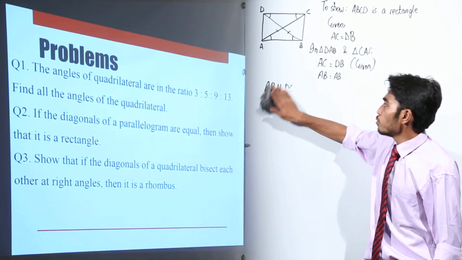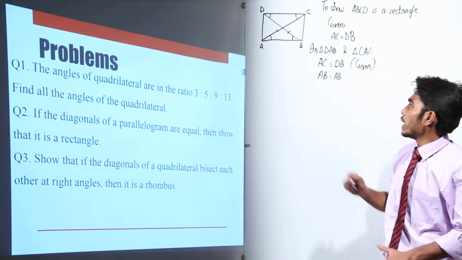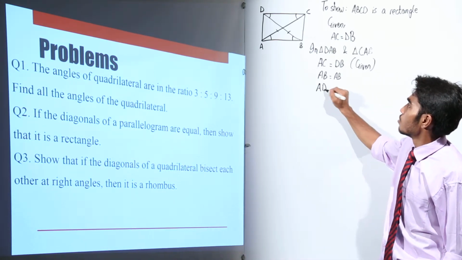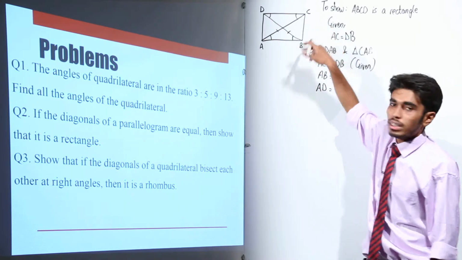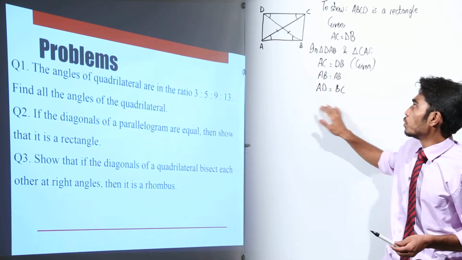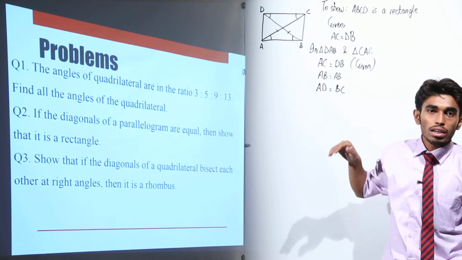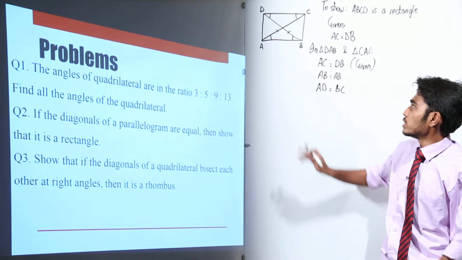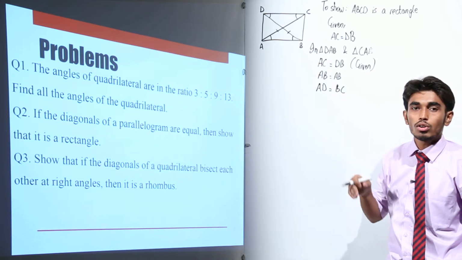What we can further say about the two triangles is that because it is a parallelogram, opposite sides are equal to each other. So I can write AD is equal to BC. AD is this side and BC is this side. They are opposite sides of a parallelogram and they are equal to each other. So I have all the three sides of the triangles equal to each other.